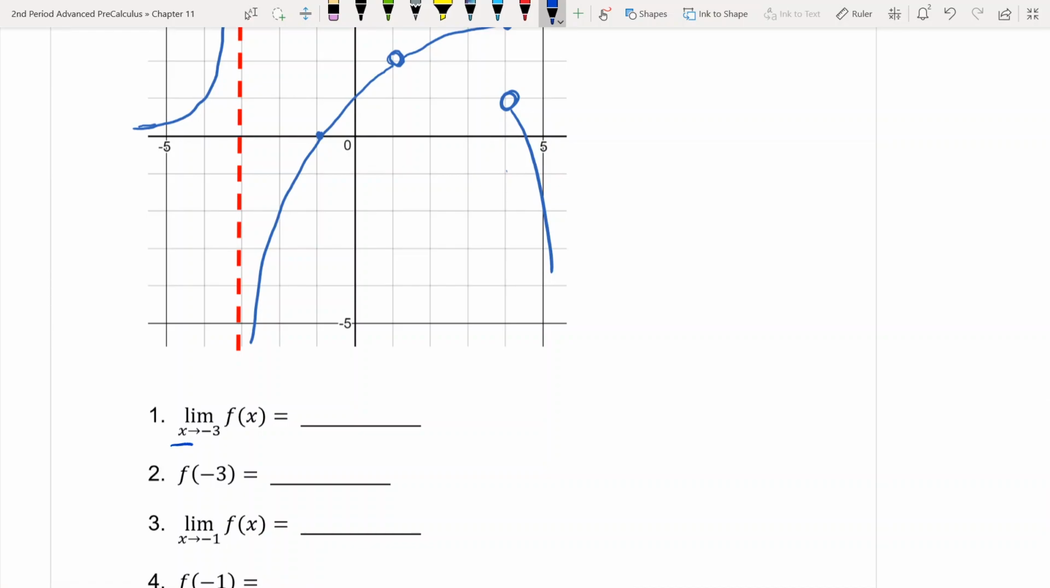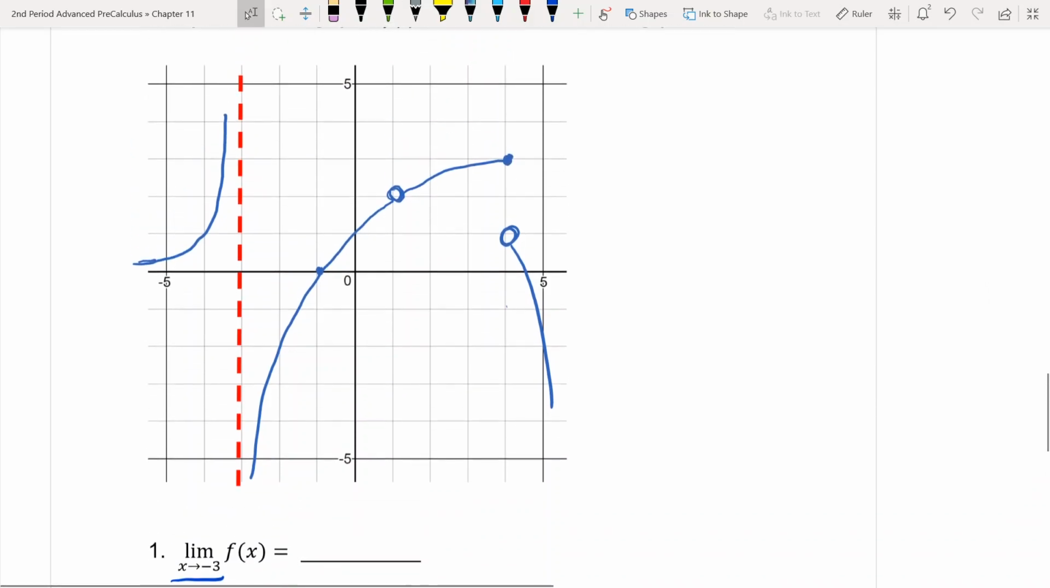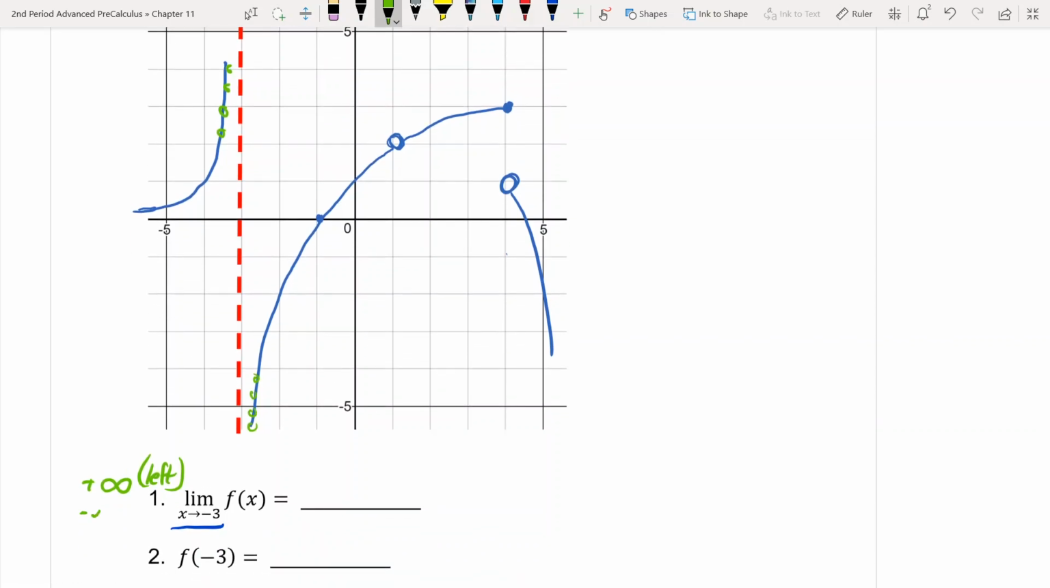What a limit says is what happens as we get really close to -3, coming from the left and coming from the right. So if I come from the left, I go up and up as I get closer and closer to -3. I can see I've got this unbounded idea, a positive infinity from the left. However, if I come from the right-hand side, I can see I'm going down forever. So this would be a negative infinity coming from the right.